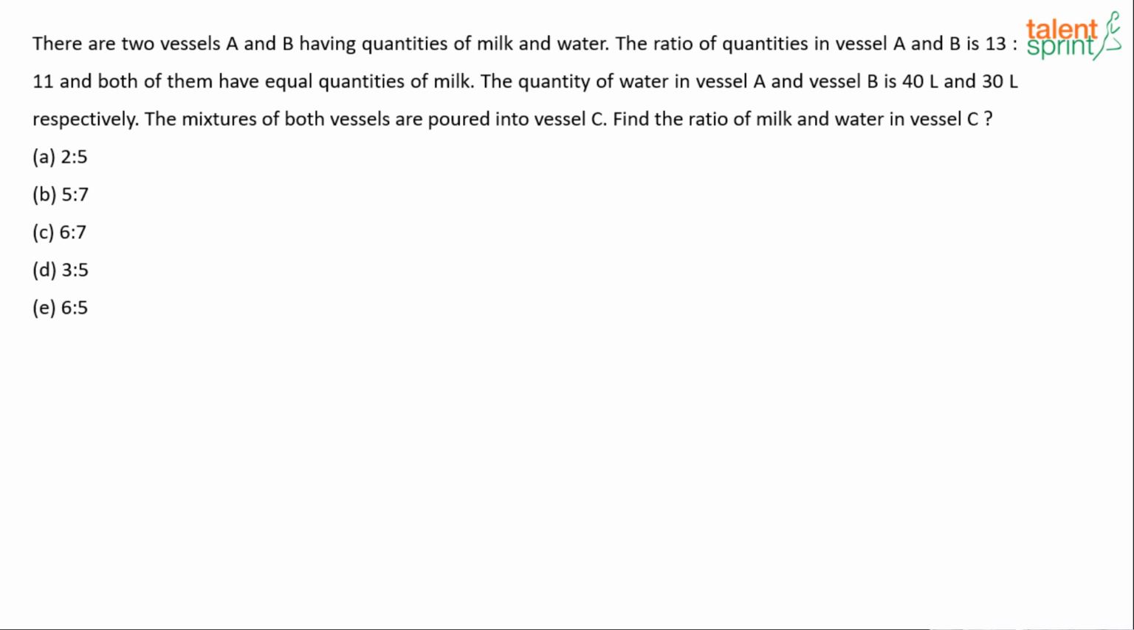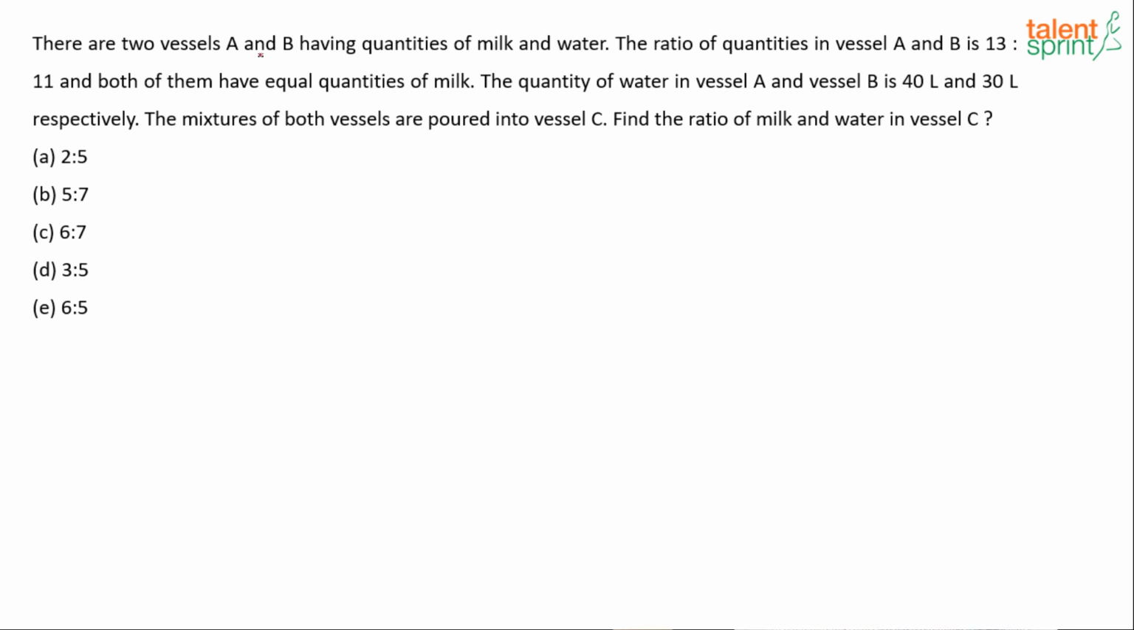What does it say? There are two vessels A and B having quantities of milk and water. The ratio of quantities in vessel A and B is 13 is to 11, and both of them have equal quantities of milk. The quantity of water in vessel A and vessel B is 40 liters and 30 liters respectively. The mixture of both the vessels are poured into vessel C. Find the ratio of milk and water in vessel C.